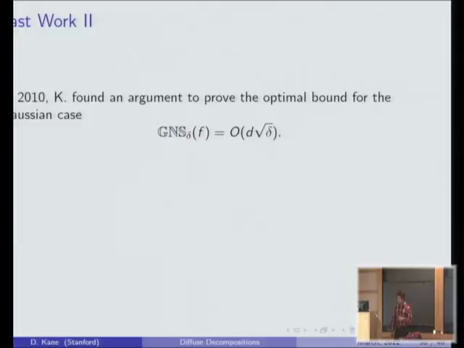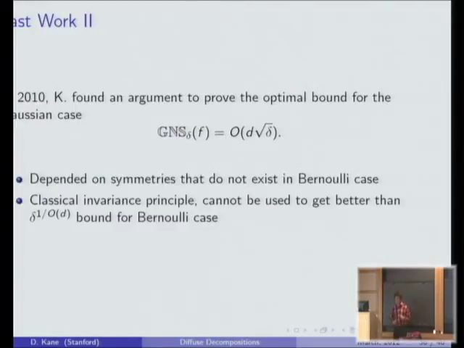Now, a year later, I had an argument that actually gives the optimal bound in the Gaussian case, O of d root delta. But this bound, it's a short proof, but it has some problems with it. It depends very critically on symmetries of the Gaussian distribution that just simply don't exist in the Bernoulli case. And this means that generalizing this argument to the Bernoulli case directly is effectively impossible, because the symmetries that we depend on just don't exist.